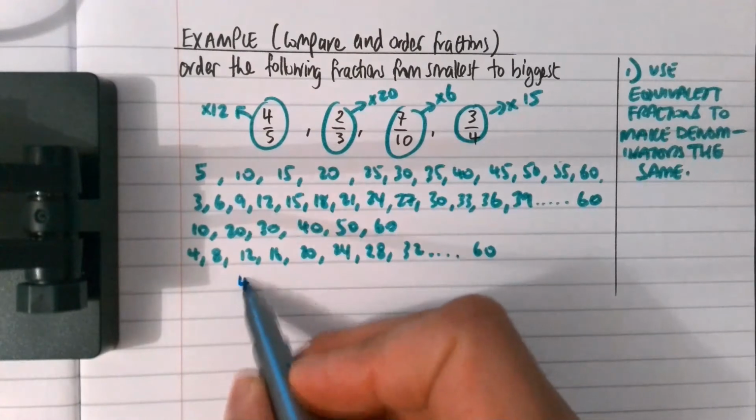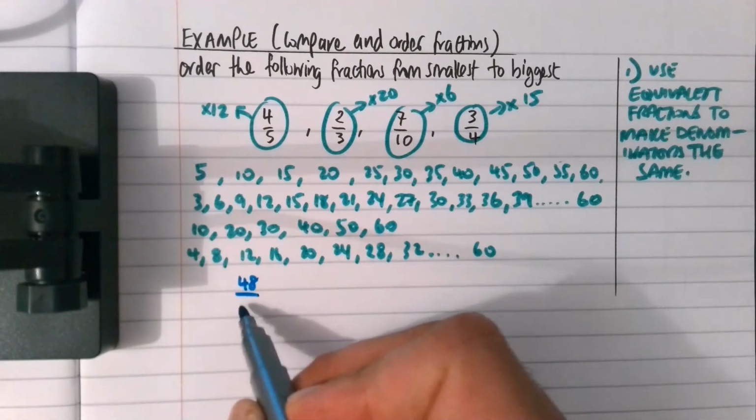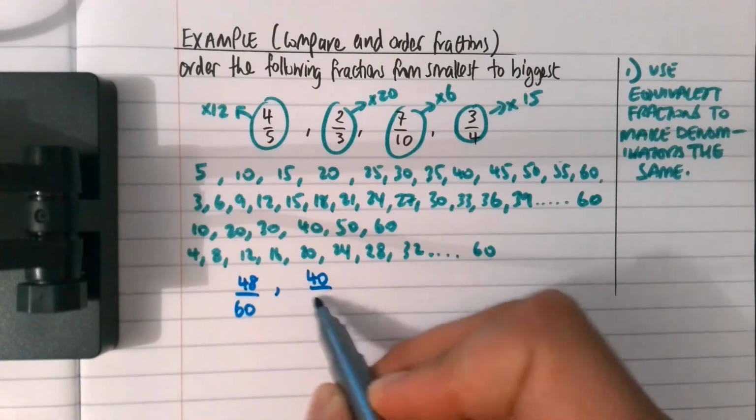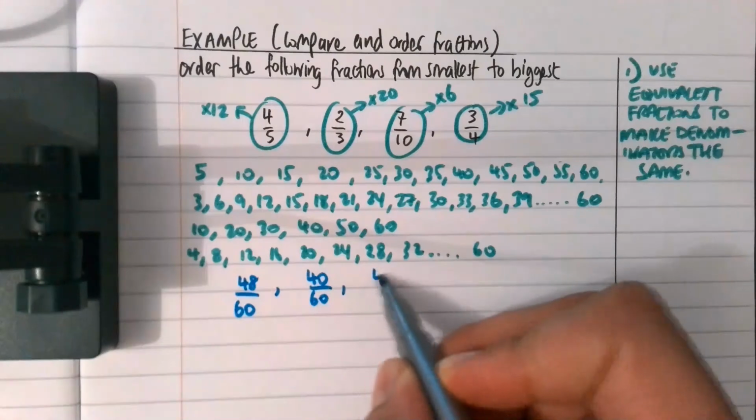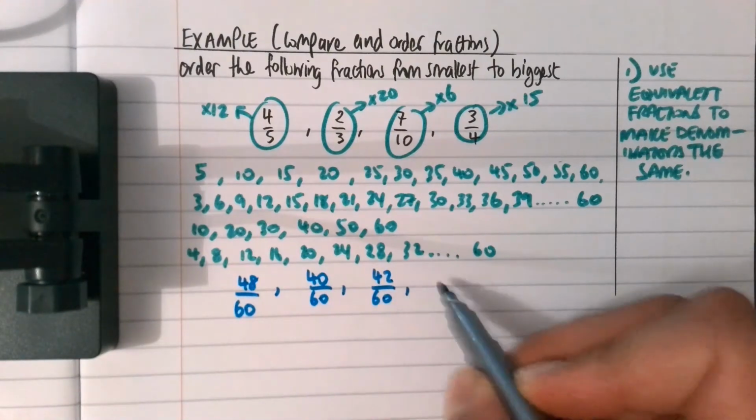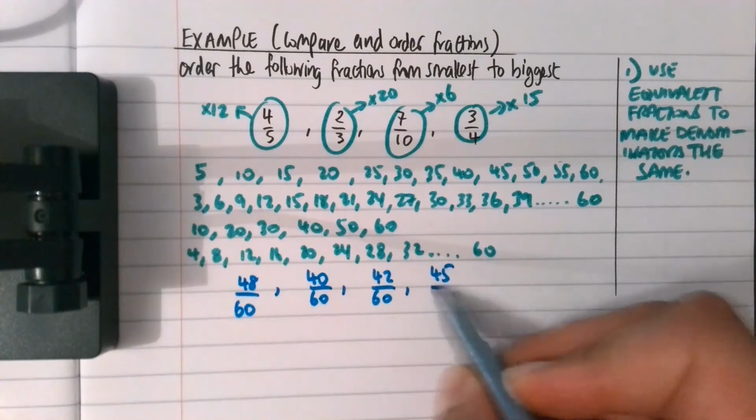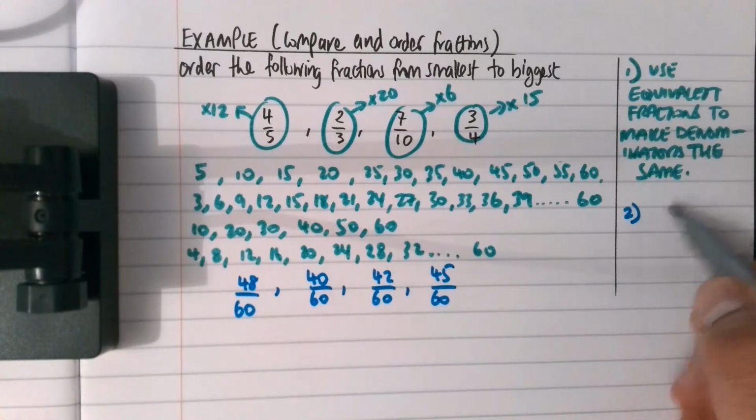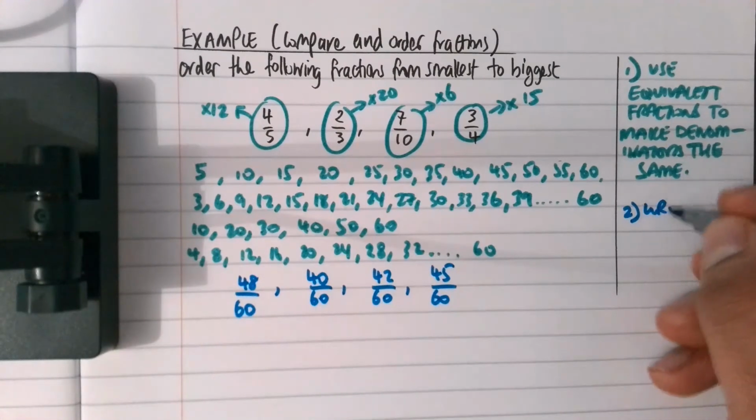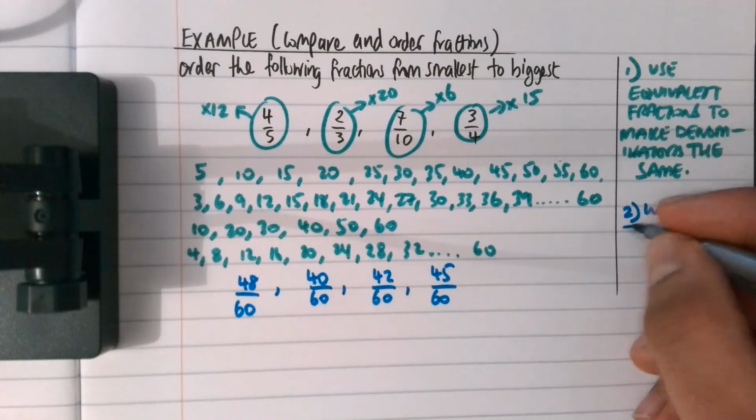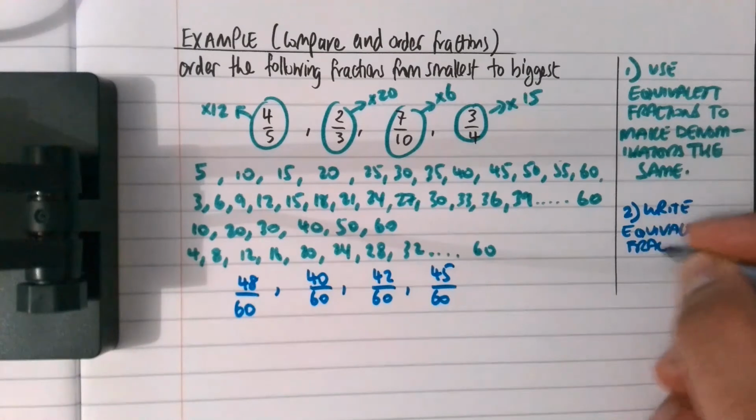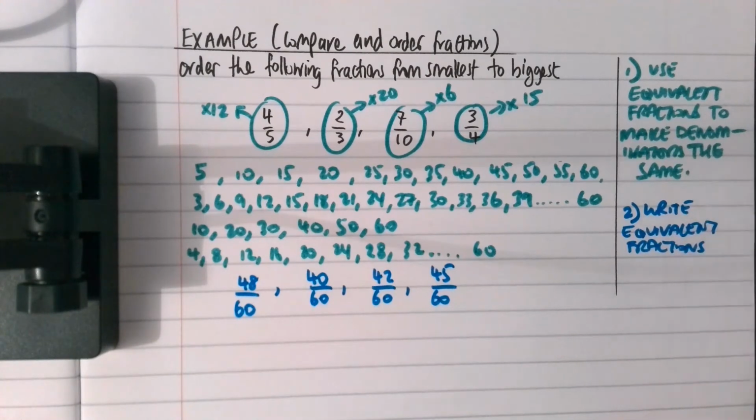Otherwise, the scaling up process doesn't work. So 4/5 becomes 48/60. 2/3 becomes 40/60. 7/10 becomes 42/60. And 3/4 becomes 45/60. So the second step is just to write down the new equivalent fractions, or scale them up. The last step is just to compare the numerators, because the denominators are all the same. It makes it easier for us to compare the fractions.